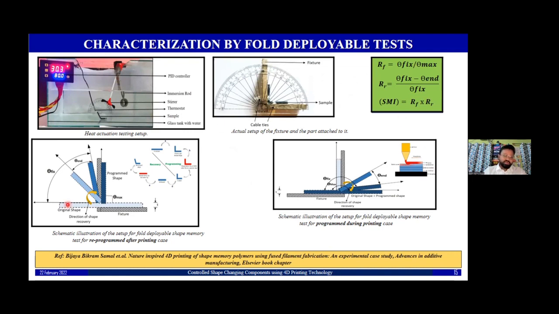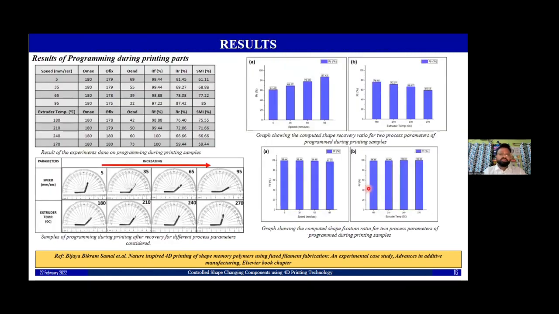So here we have compared between the two programming strategies experimentally, that is the reprogramming after printing and the programming during printing that I have just now explained. So this is the angle measurement schema that we have prepared for the reprogramming after printing, and this is the programming during printing part. So these are the results that I have got.